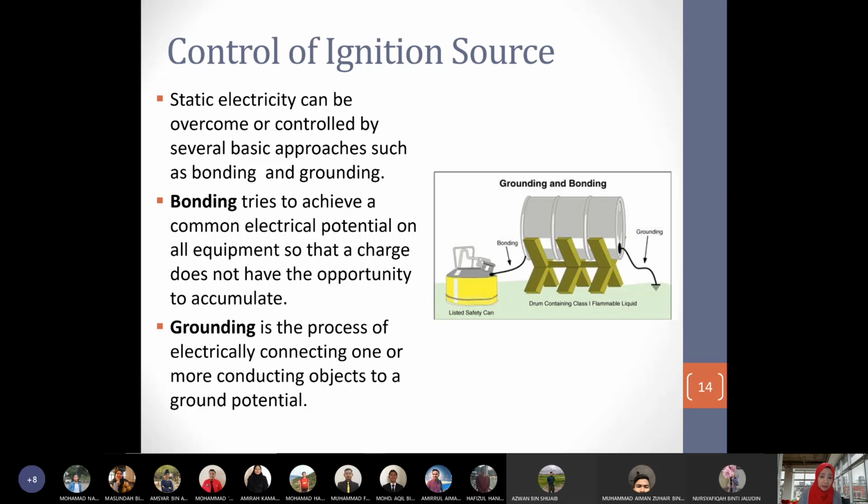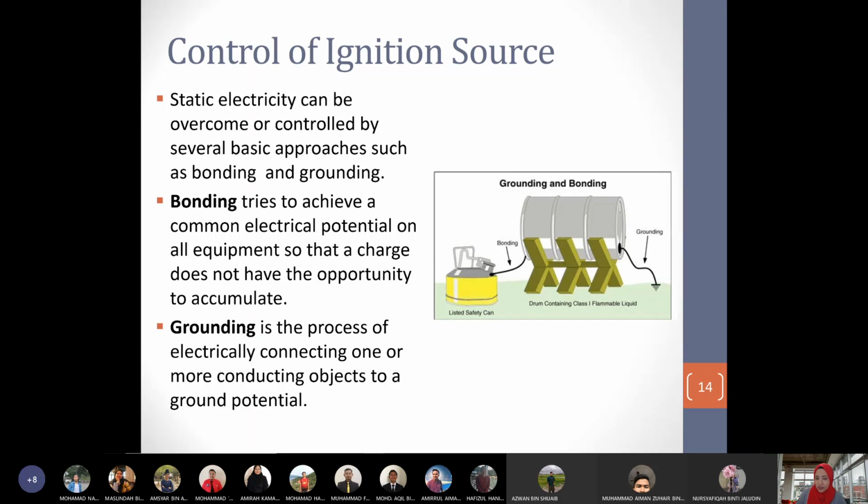Static electricity can be overcome or controlled by several basic approaches, such as bonding and grounding. Bonding is where you try to achieve a common electrical potential over all of the equipment, so that a charge does not have the opportunity to accumulate. For example, if you have one equipment here and another equipment next to it, the space between the two equipments can cause static charge buildup. So the equipment has to be connected, and this is what you call bonding, to make sure that both have a common electric potential. They both have the same charge.